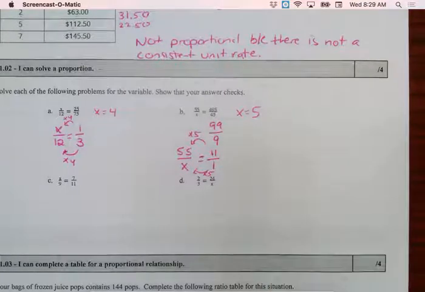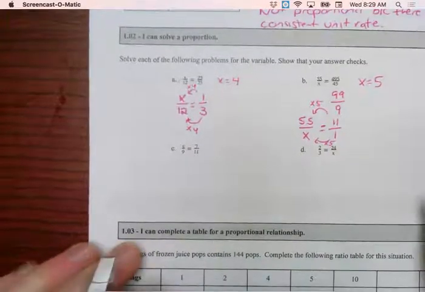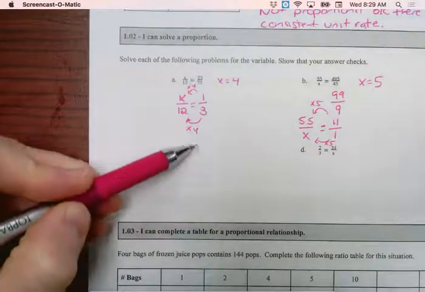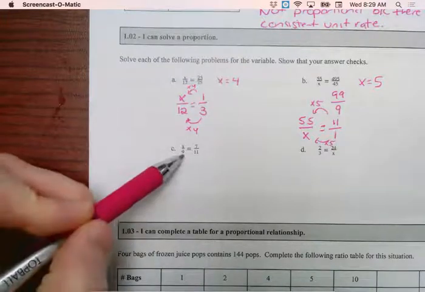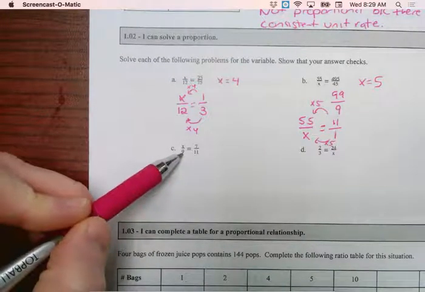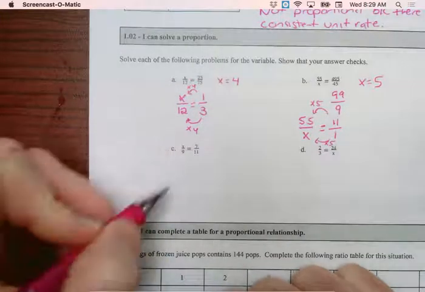Okay. This is reduced. These are both prime numbers. I can't reduce that. There is no easy number that when I multiply 9, I get 11. So we're going to use our cross multiply method.